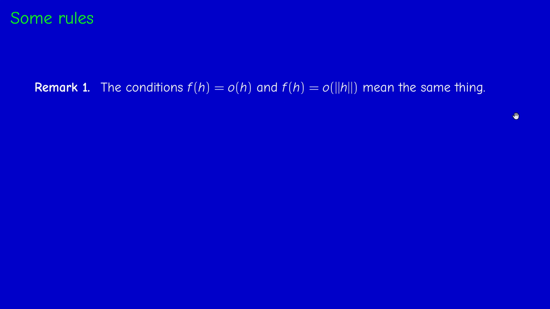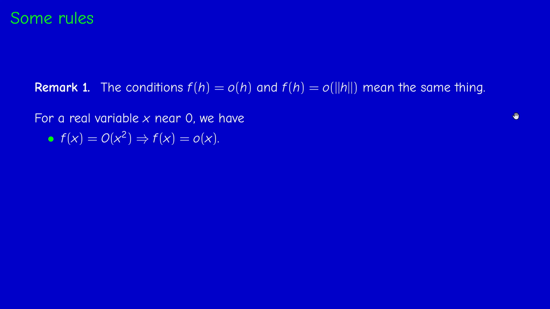Okay, so this simplifies a little bit. Now, some important rules. If you are working with a real variable x near 0, then saying that f is a big O of x squared implies that f is a small o of x. Why? This means that |f(x)| is less than a constant times x squared. So when I divide by |x|, I get less than c|x|, and this tends to 0. So a big O of x squared is a small o of x. But of course, the converse is not true.